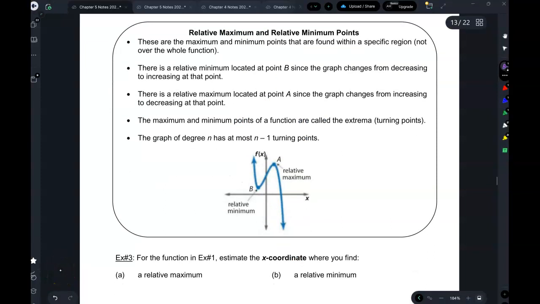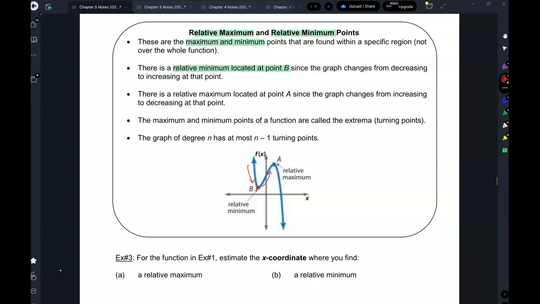Okay, so relative maximum and relative minimum. Relative maximum and relative minimum are maximum and minimum points that are found within a specific region, not over the whole region. So, for example, if I was just looking at one part of the graph, and there is a maximum or a minimum, these are going to be called relative max and relative min. So, take a look here. There is a relative minimum located at point B, right here. Because at that point, the graph changes from decreasing to increasing.